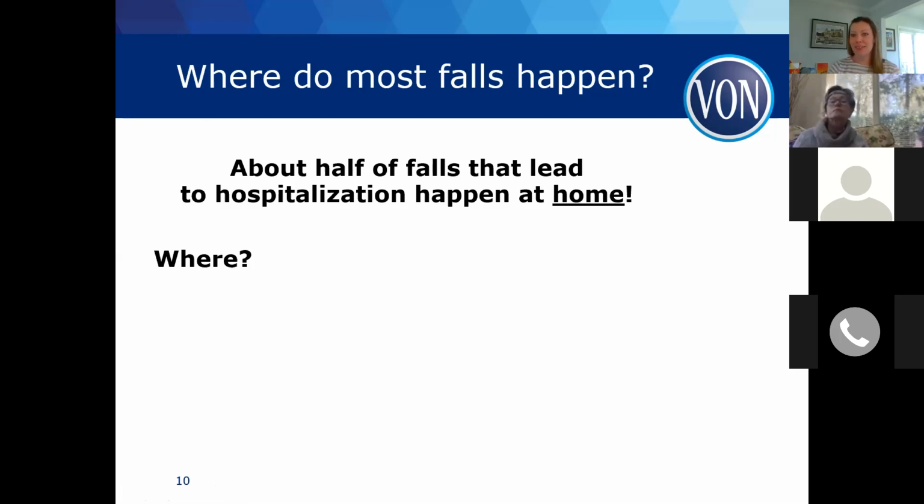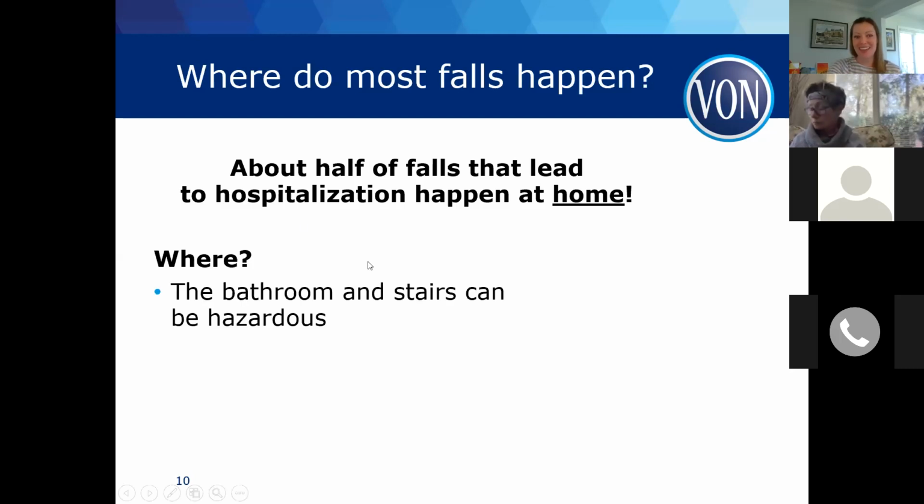Bathroom? Bathroom, yeah. Where in the bathroom? Bathtub. Bathtub. That's what I get every single time when I ask the question with all of our participants and clients as well. So yes, the bathroom and the stairs can be quite hazardous.